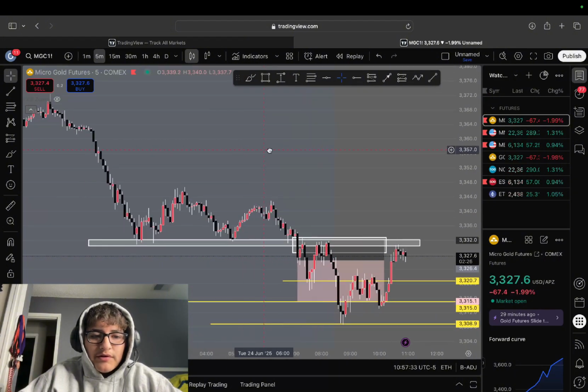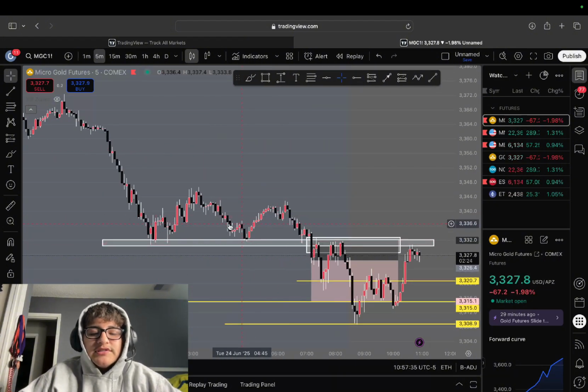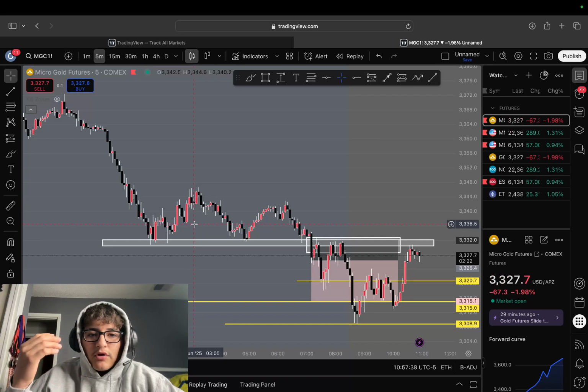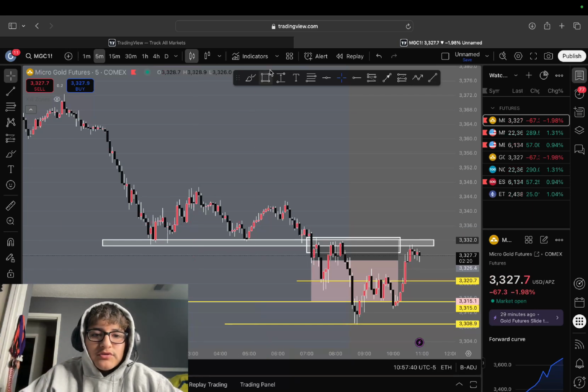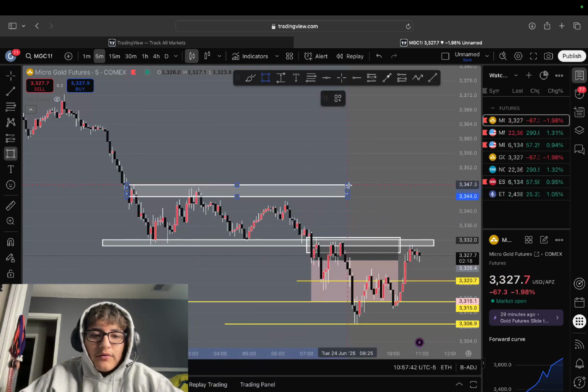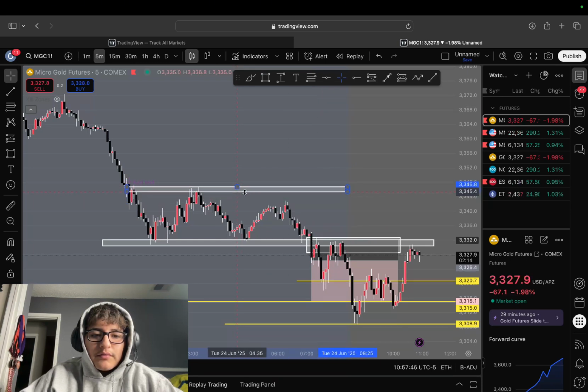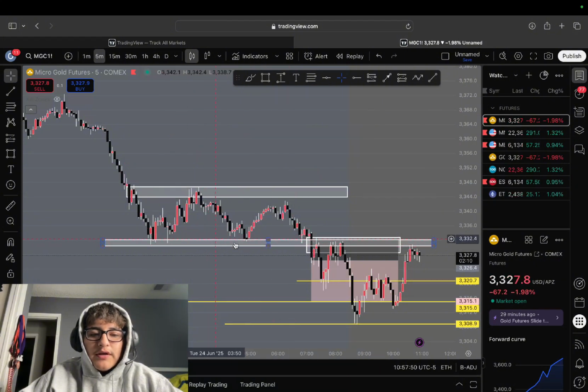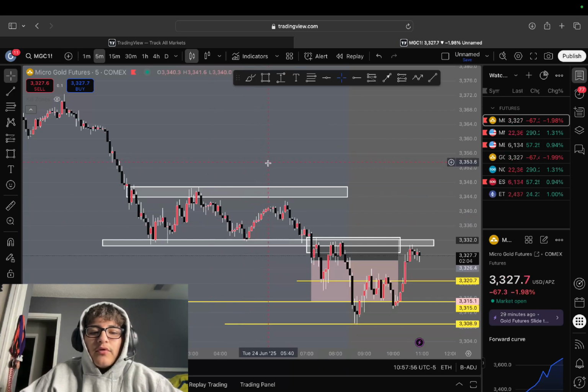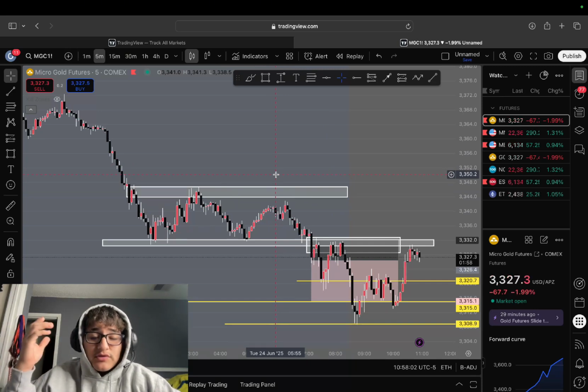On the 5 minute right here, we have a support and resistance zone, basically our floor and our roof. We had our floor right here, and we have our roof up here. If price had decided to break through our roof, this would have been our floor. We would have waited for the retest, and then found a demand zone in order to take it to the upside.